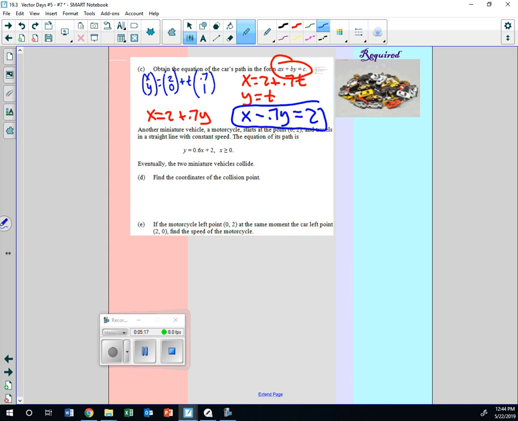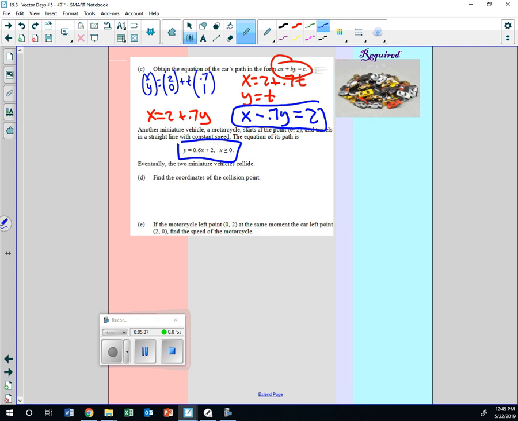Talk it out with me. Another vehicle, another miniature vehicle, a motorcycle, starts at (0, 2) and travels along a straight line at a constant speed. The equation of the path is y = 0.6x + 2. Now, what you want to do is find out where those lines intersect.